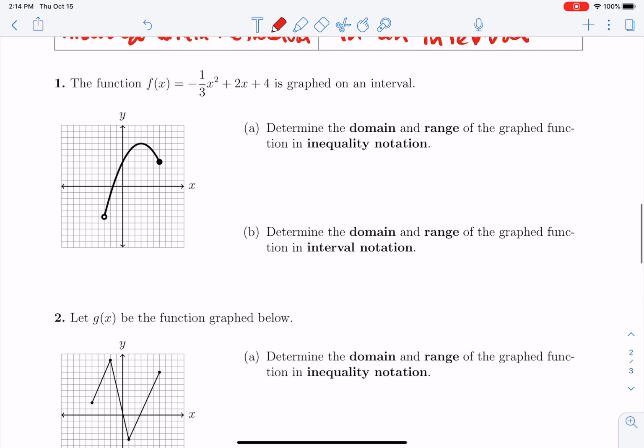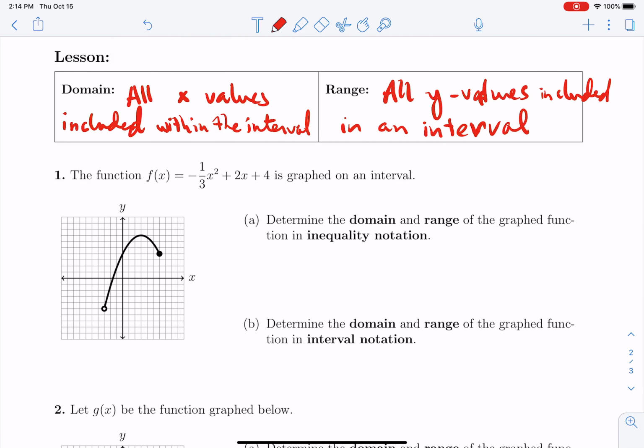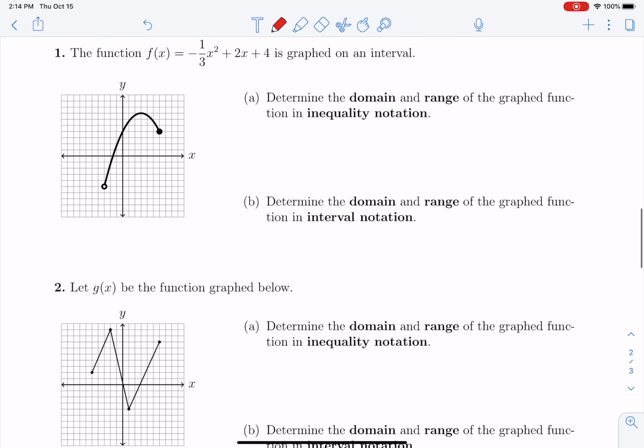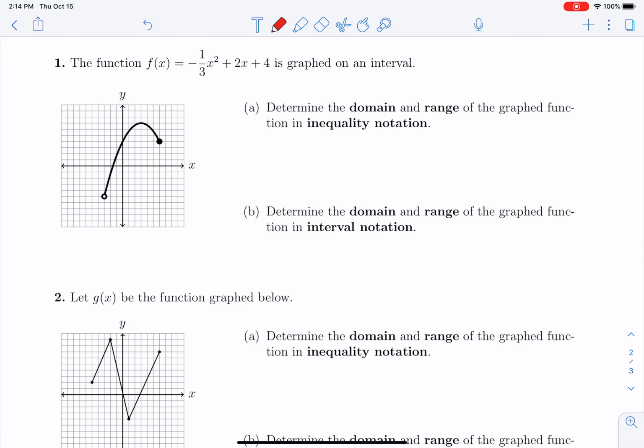Okay, so we have this function here. So that's the definition for you to write down. We have this function here. The function f of x equals -1/3 x squared plus 2x plus 4, and it's graphed for us on a specific interval. So we're asked to determine both the domain and the range and write it in inequality notation. So remember, the domain is going to be all the x values. The range is going to be all the y values. Now, if I take a look at my function, and again, this is an inequality notation. Let's talk first about the domain.